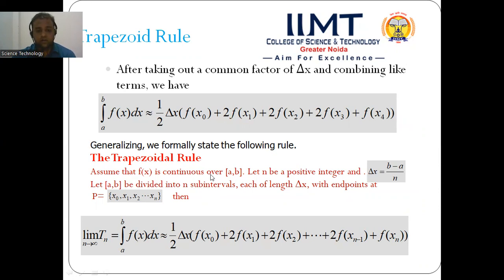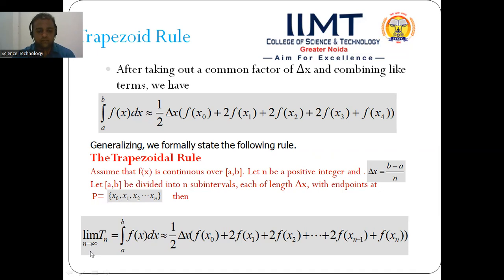Assume that f(x) is continuous over the closed interval [a, b]. Let n be a positive integer, and del x is equal to (b minus a) upon n. So del x is found for the length of the trapezoids, where n is the number of trapezoids we want to find. Let [a, b] be divided into n subintervals, each of length del x, with endpoints at x0, x1, x2, etc.